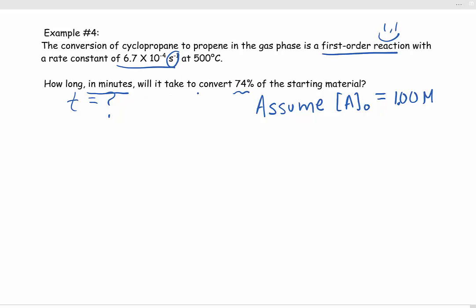So if we assume our initial concentration is 1 molar, and then it says, how long will it take to convert 74%? So does that mean that we have 74% left, or does it mean that we've used 74%? Well, it means that we've used 74%.